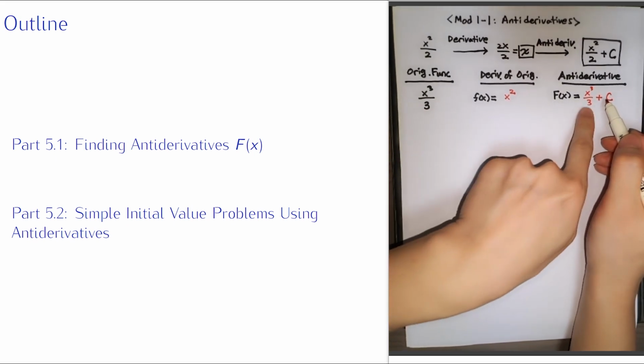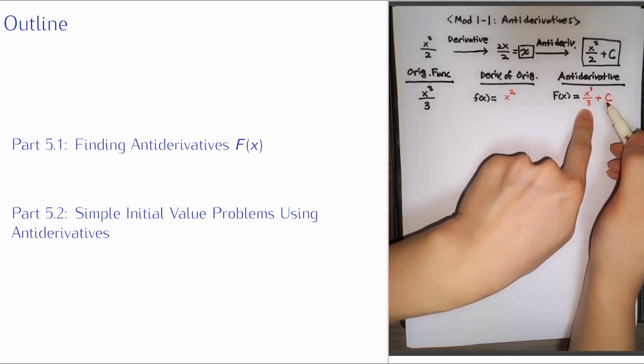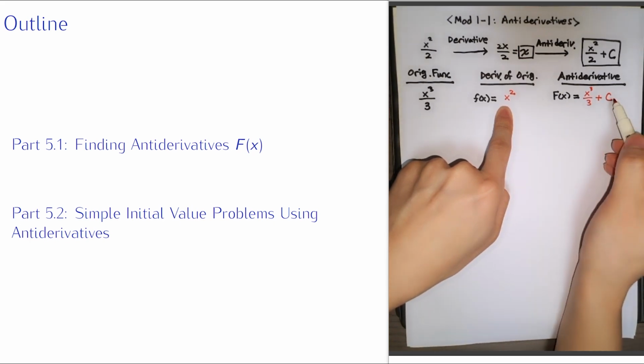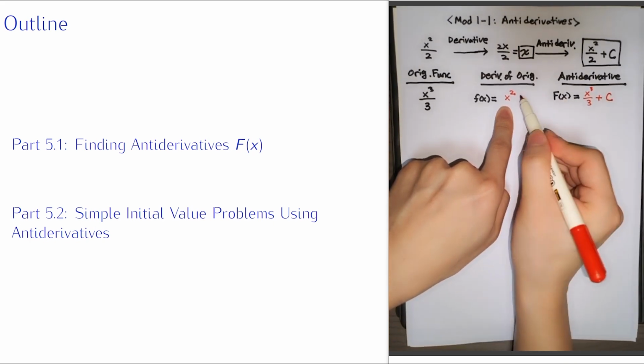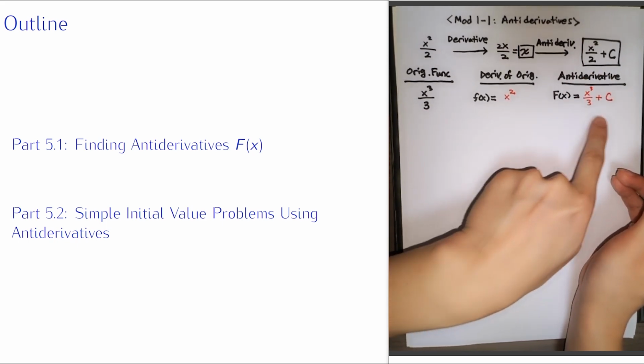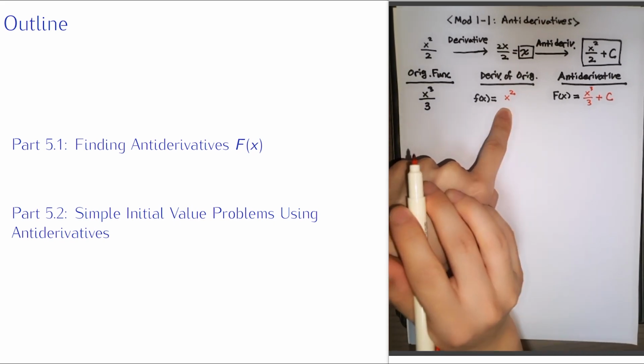The reason is, if you take the derivative of x cubed over 3 plus c, you believe that it's going to go back to x squared plus what? The derivative of any constant is equal to 0. That's why we must have the constant, because this is the most general expression of the antiderivative of this function here.